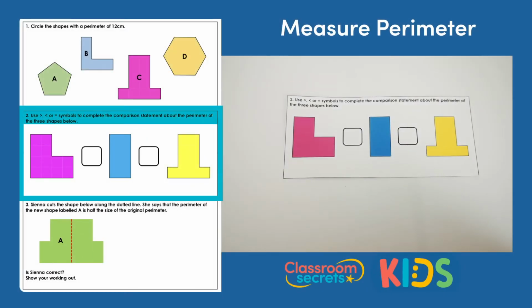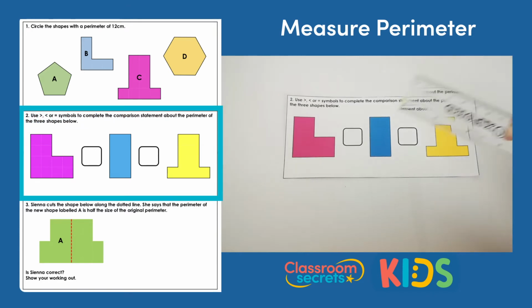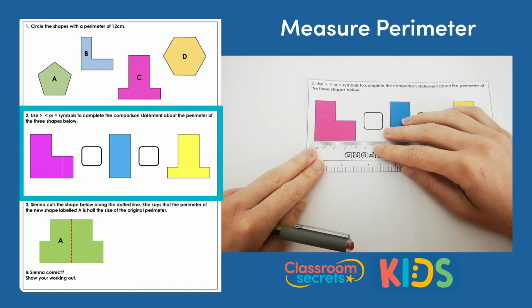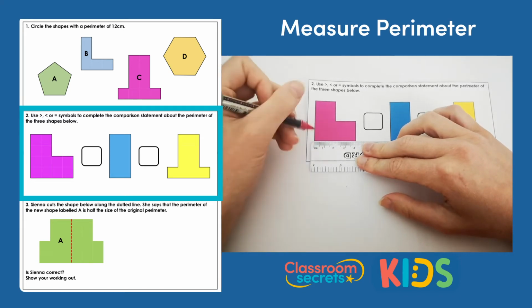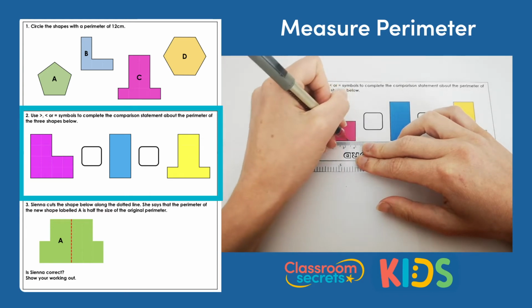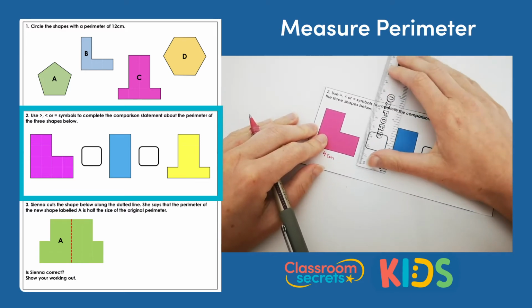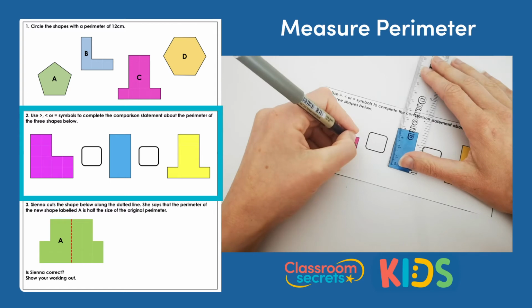Question 2 says, use the more than, less than or equals symbols to complete the comparison statement about the perimeter of the 3 shapes below. We don't know the perimeter, we don't know any of the measurements, so we're going to need to use our ruler again to measure each of the shapes before we can put symbols in. So, same as before, making sure we're using the centimetre side of our ruler and we're lining up the edge of the shape with the first marking on the ruler. I can see that that is 4 centimetres. I can see that this is 2 centimetres.